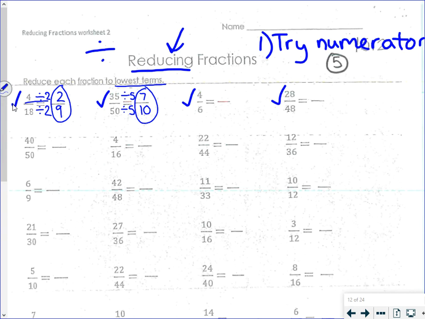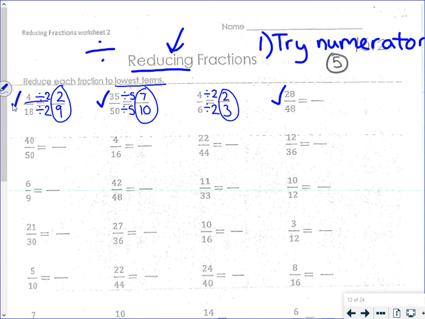All right, let's try this one. So I know we can't put 4 into 6. Can't do that. So I'm going to go ahead and erase that one. So 4, 6, I'm going to try 2. 4 divided by 2 is 2. 6 divided by 2 is 3. That is the smallest we can go, 2/3. Let's try this one now.